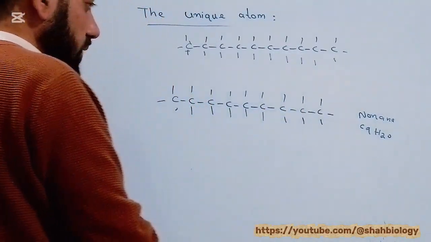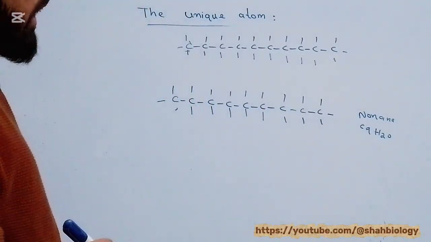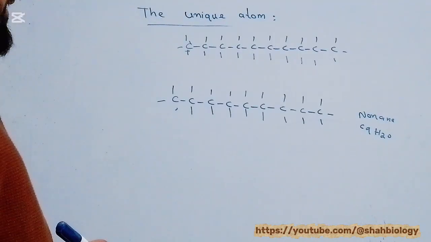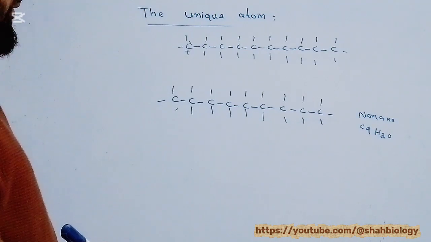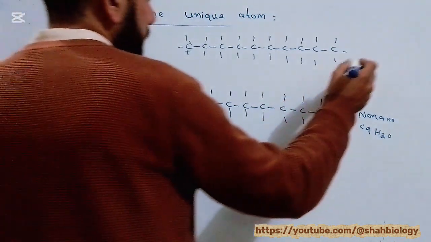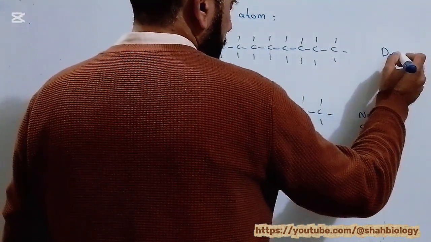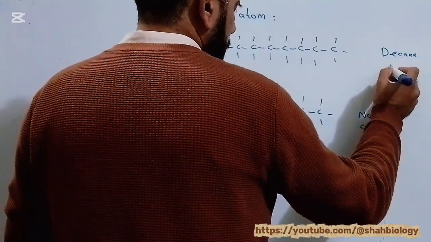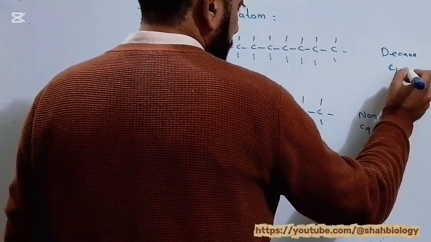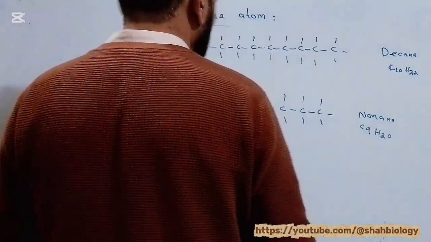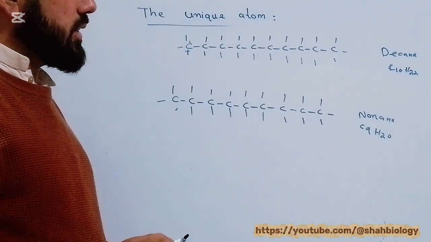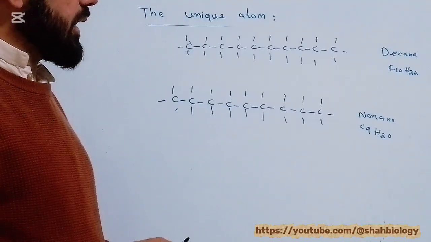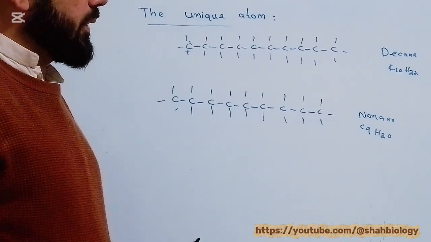We had already studied that organic compounds are complex compounds. So this is decane, C10H22. Now we all understand the basic essence of organic chemistry.